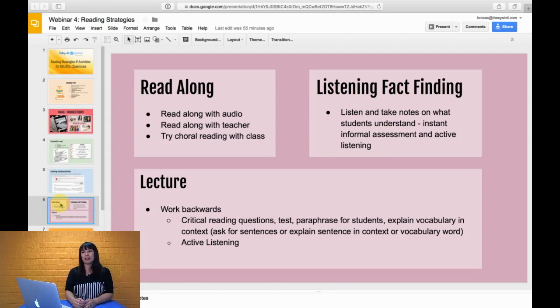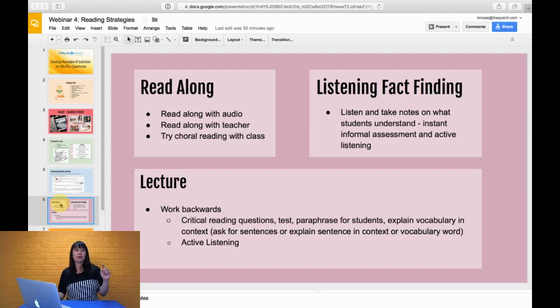But the idea is they're taking notes for what they understand to then tell the teacher in class about what they've understood. So the idea here is they are talking about the reading, so the students can then share their knowledge for then the teacher to then lecture on the topic. What I love about this is it is instant, informal assessment. So you can actually collect those papers at the end and see and compare how much they understood.